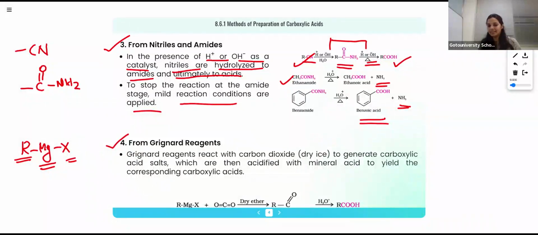So here the reagent is carbon dioxide, dry ice. What is dry ice? See, solid carbon dioxide is called dry ice.